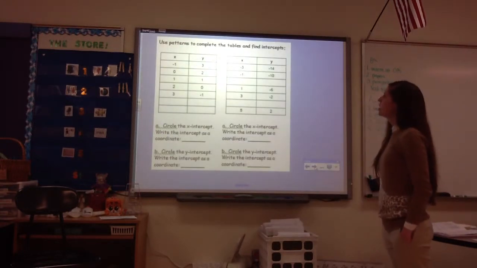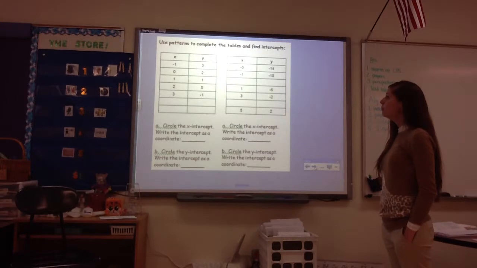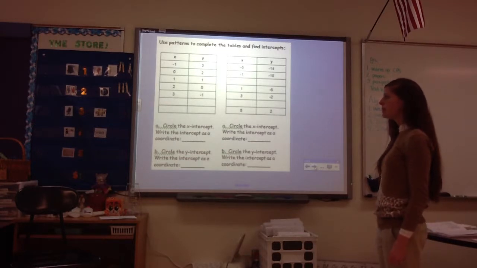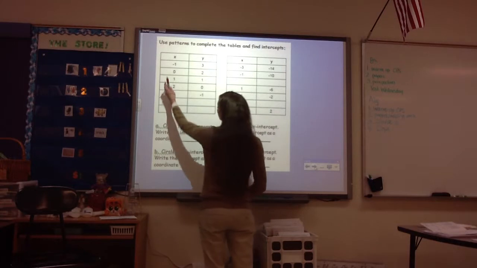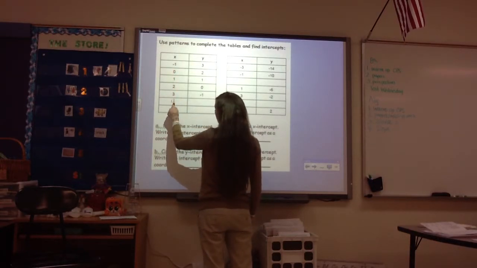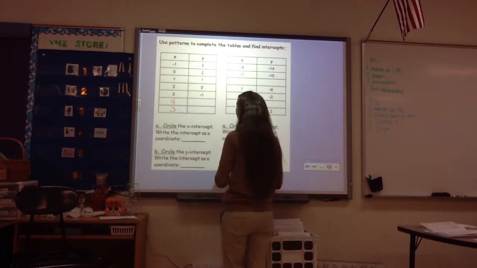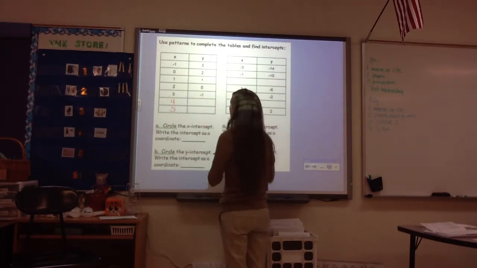I'd like you to use patterns to complete the tables and to find the intercepts. The first one I think is probably going to be much easier. The second one might be a little more difficult. Let's look at the first one together. You'll notice that my x is increasing by 1. And as my x increases by 1, my y decreases by 1.